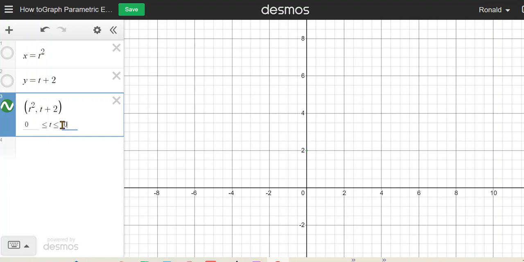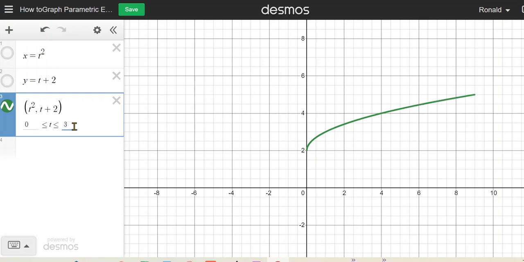So what happens as we increase the upper bound? We go from t equals 0 to t equals 1. Oh, now we can see we have the graph going out in this way. We move from this point right here up to here. So I can already see the direction that it's traveling in. But to confirm that, let's go to 2. And we can see it's going further in that direction.